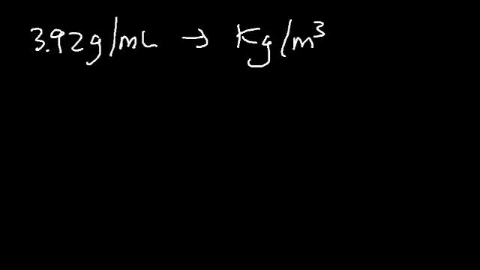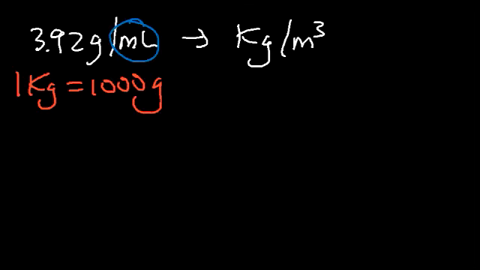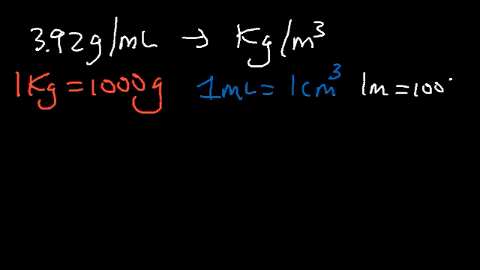But we're not done. We need to convert the density of 3.92 grams per milliliter into kilograms per cubic meter. So how can we do this? Well, let's write out the important conversion factors. We know we need to convert grams into kilograms. And we know that 1 kilogram is equal to 1,000 grams. Now, the second thing we need to do, somehow we need to convert milliliters into cubic meters. And we know that 1 milliliter is equal to 1 cubic centimeter. And in addition, 1 meter is 100 centimeters, or 1 centimeter is 1 times 10 to the minus 2 meters.